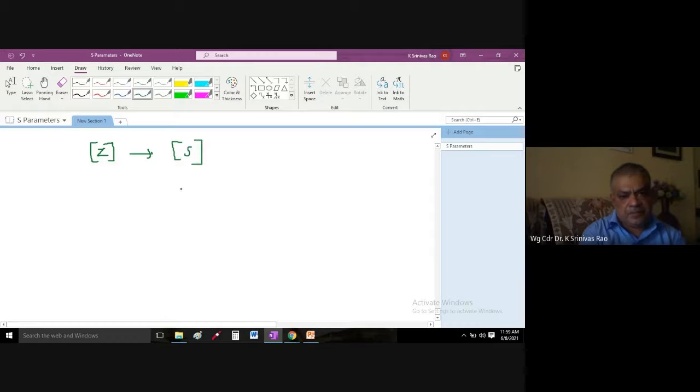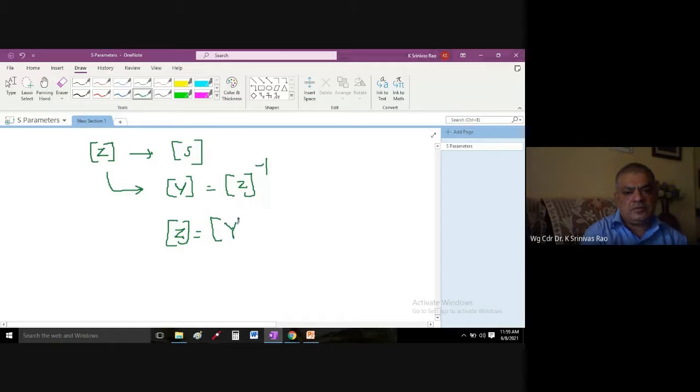It is tricky because if I want to calculate Y from Z, I generally take the Y parameter, which is nothing but the inverse of the Z parameter. That's all, and vice versa. If I want to calculate Z from Y, I take the inverse of Y. Now in S, there are some difficulties. There are some formulas used, and there are many methods to calculate S parameters from Z parameters or vice versa, but they are difficult and take a lot of time.